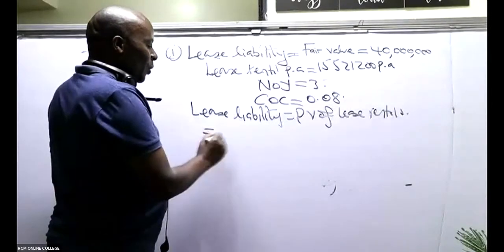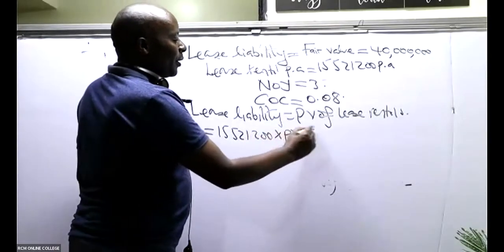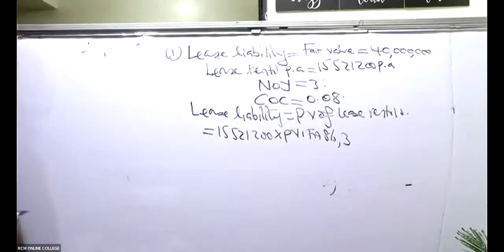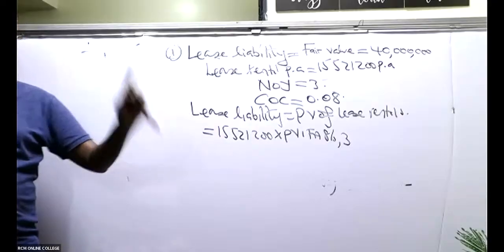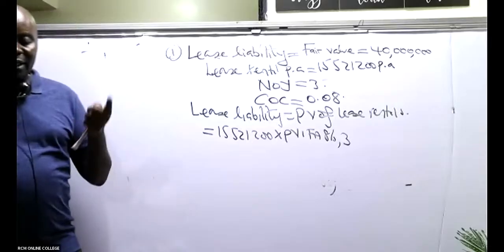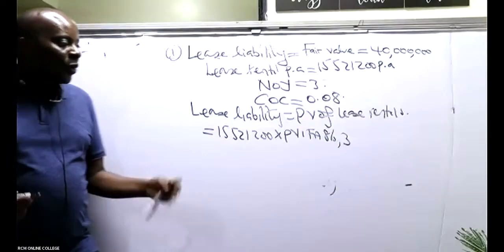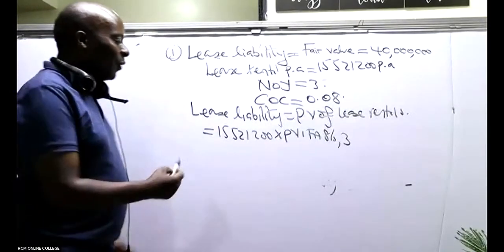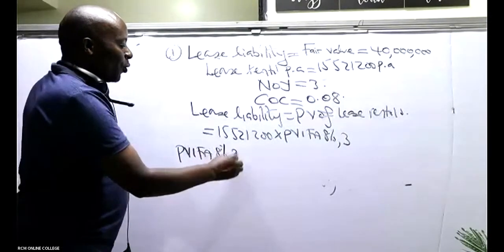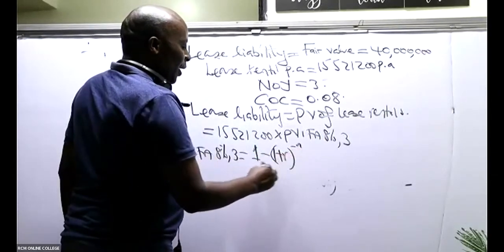In that case, this would have been 15,521,200 times the annuity factor at 8% for 3 years. I will not add 1 plus R there because this one is not being paid up front. It is only the one that is being paid up front that we normally add the 1 plus R. This one we shall leave it like that. So my work is very easy to do. I need to get this annuity factor at 8% for 3 years. I know the formula is 1 minus 1 plus R raised to negative n, divided by R.